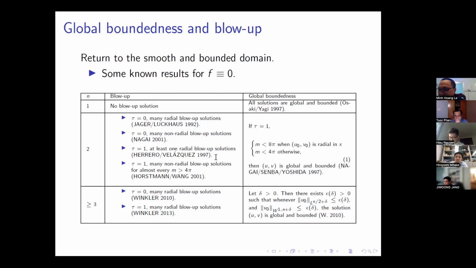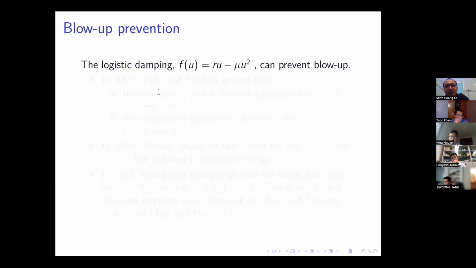Yeah, you can go ahead, Minh, please. Yeah. Okay, so when f here is identically equal to 0, then we know that a lot of results indicate blow-up can happen, and there are many radial blow-up solutions and non-radial blow-up solutions. So if we add the logistic, we call this the logistic damping, logistic source. Then we have the minus mu u squared here, and this term we call the quadratic degradation.